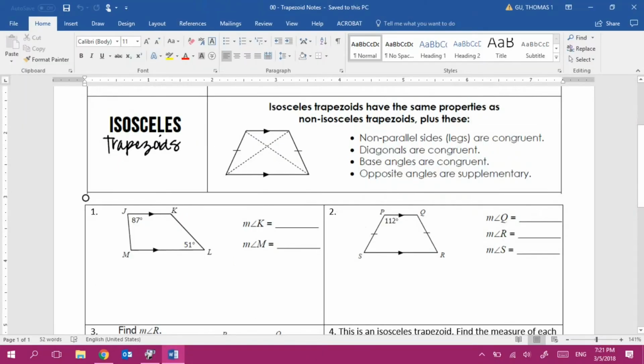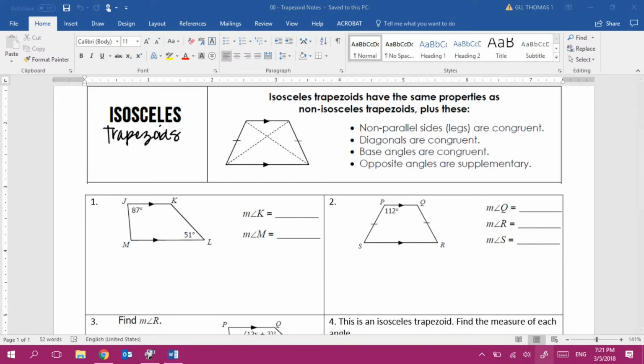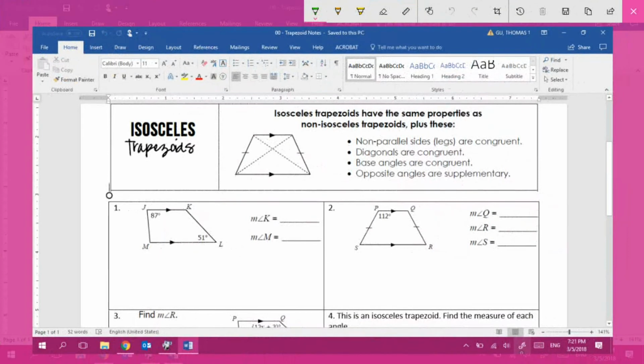Alrighty, let's go through some examples to really see how we use these properties of trapezoids in questions. Number 1, take a look at this. First of all, is this a normal trapezoid or an isosceles trapezoid? This one would be a normal trapezoid because the two non-parallel sides are not congruent. This one and this one, not congruent. So we need to find the measure of these angles. They're looking for the measure of angle K, and they also want the measure of angle M. That's right here. So how would I find that?